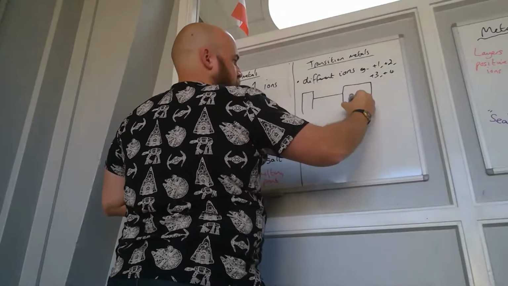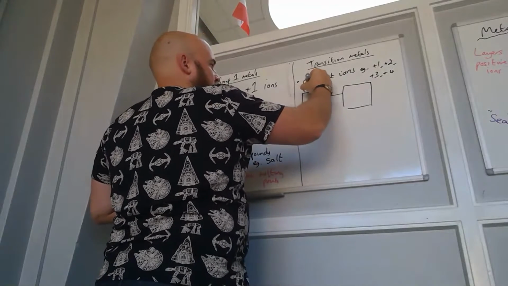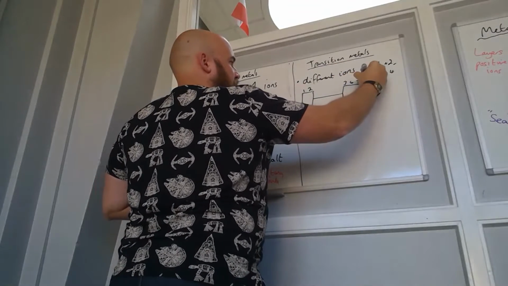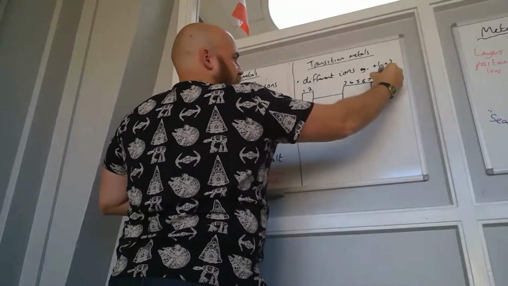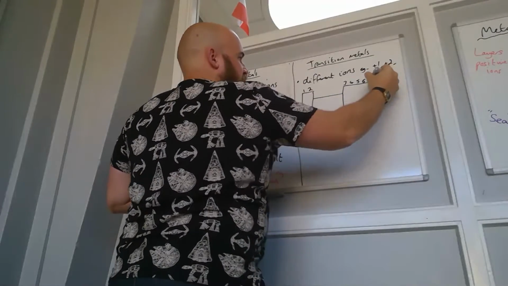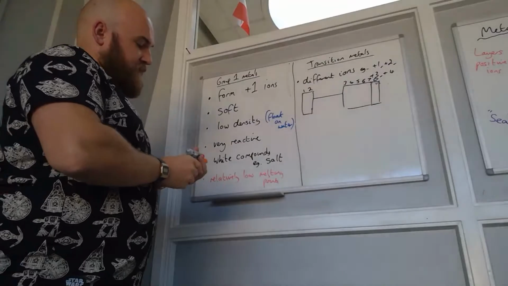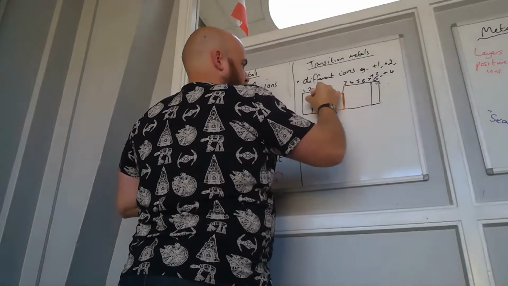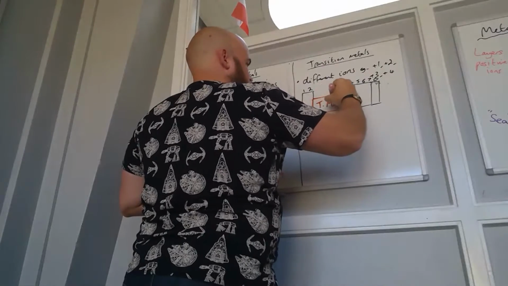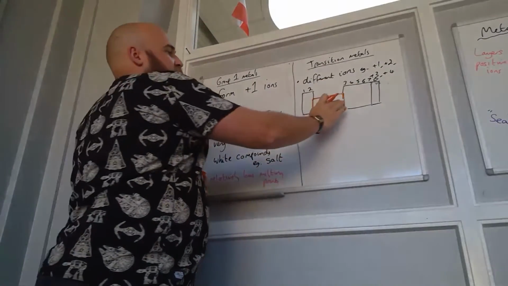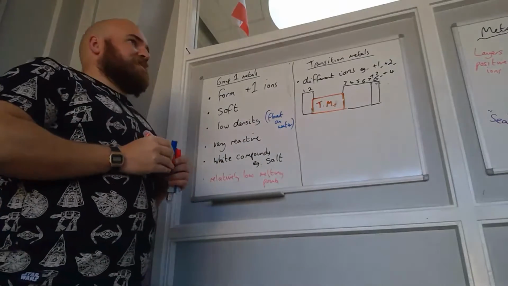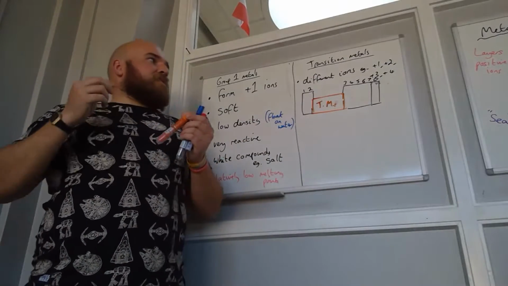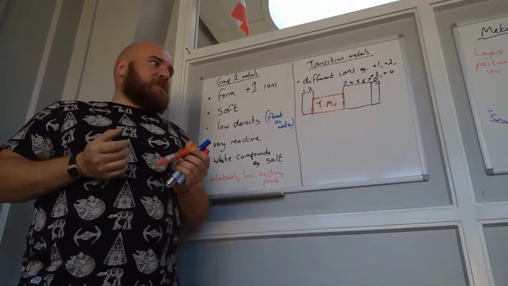Okay. So you've got group 1, 2, 3, 4, 5, 6, 7, and then group 0, the noble gases. The transition metals are just here. Yeah, they're the transition metals. And they can lose different amounts of electrons depending on the metal.